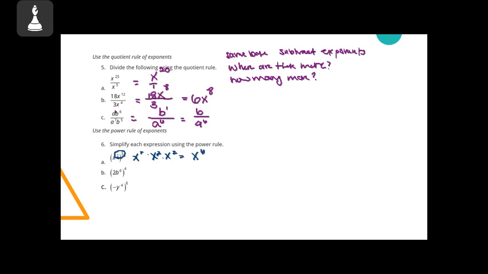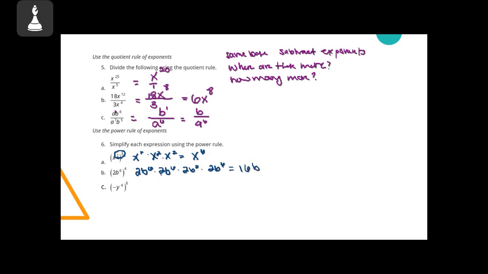Next one, 2b to the 6th has to be written 4 times. So 2b to the 6th, 2b to the 6th, 2b to the 6th, 2b to the 6th. And then I multiply it out. So 2 times 2 times 2 times 2, 16. B is going to be 6 plus 6 plus 6 plus 6, 24.